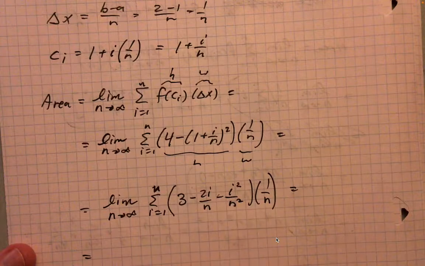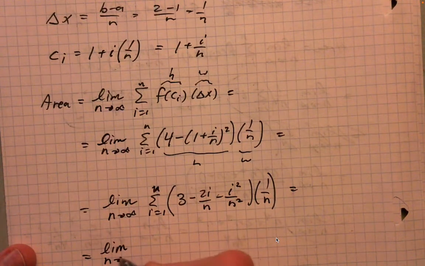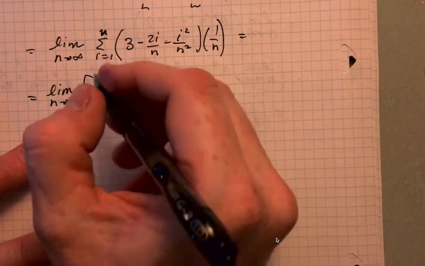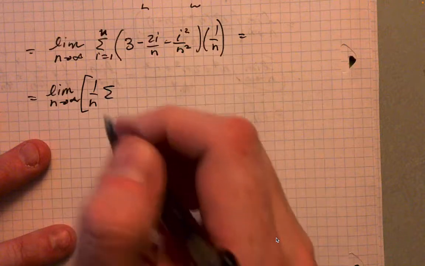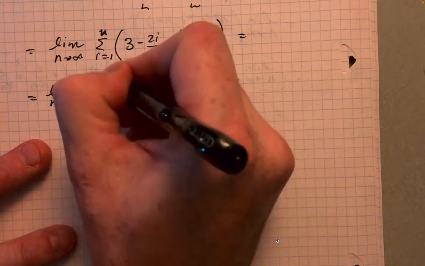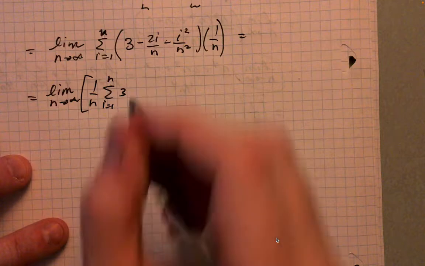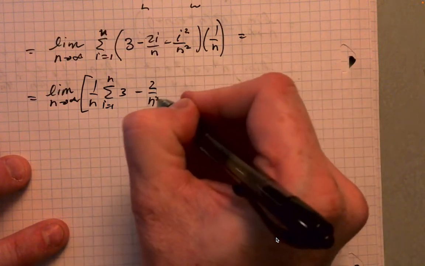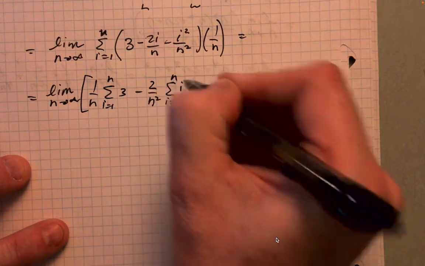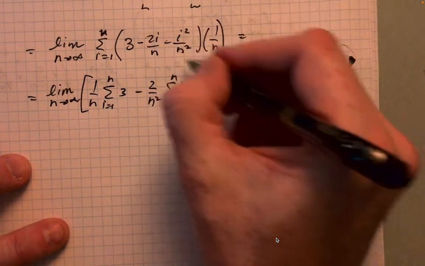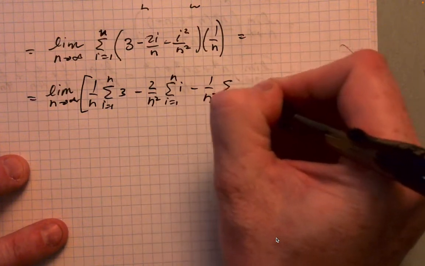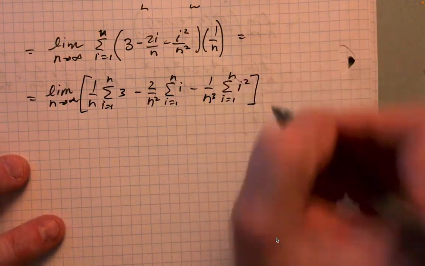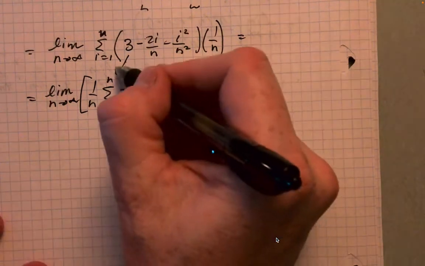So I'm going to basically break this all apart now. And so this is a limit, a big limit here. You've got 1 over n times the sum from i equals 1 to n of 3, minus, here we're going to have the 2 over n squared, sum from i equals 1 to n of i, minus 1 over n cubed, sum from i equals 1 to n of i squared. Like so. Again, just kind of breaking this apart.